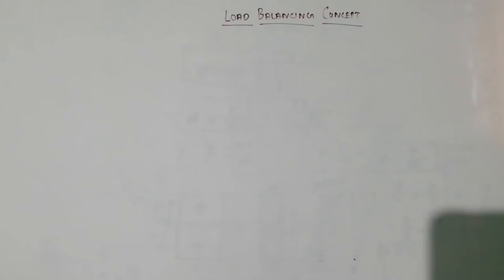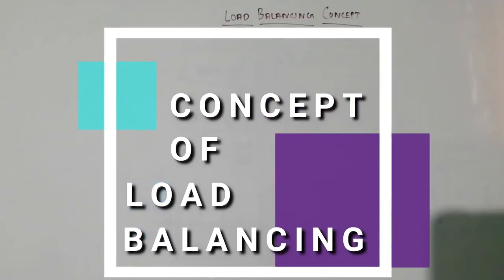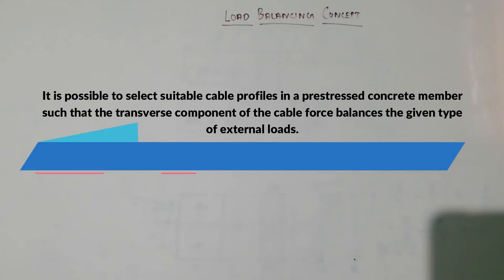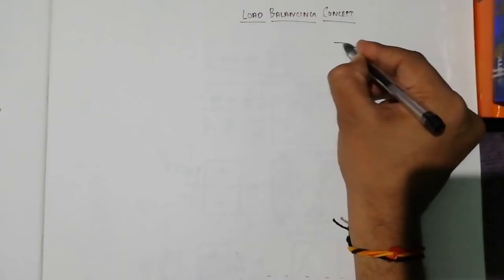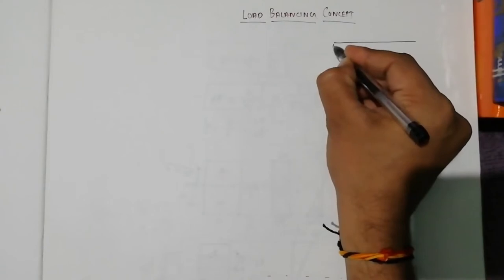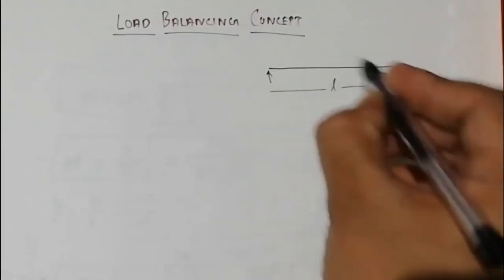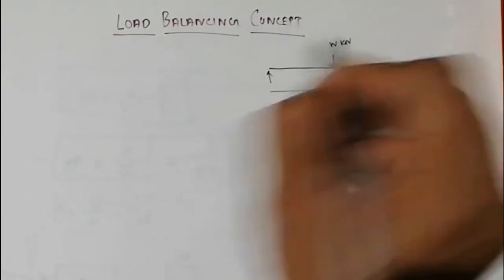Load balancing. The concept of load balancing is such that it is possible to select a suitable cable profile in a pre-stressed concrete member such that the transverse component of cable forces balances the given type of external load. For example, a simply supported beam of span L supports a concentrated load of capital W kilonewton.